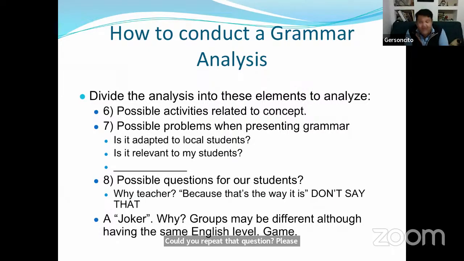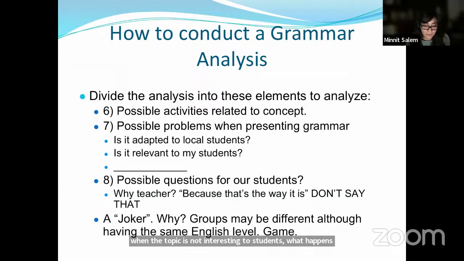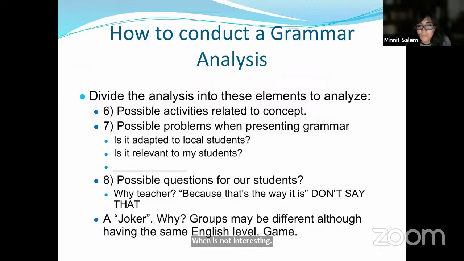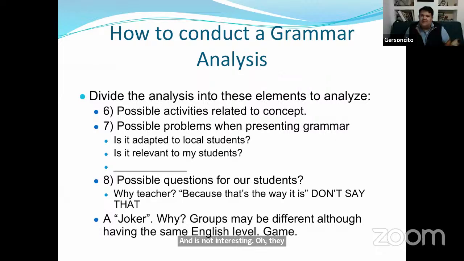When the topic is not interesting to students, what happens? When it's not interesting, they get bored. They break into Spanish, and there's chaos and anarchy in your class. All right. Number 8.